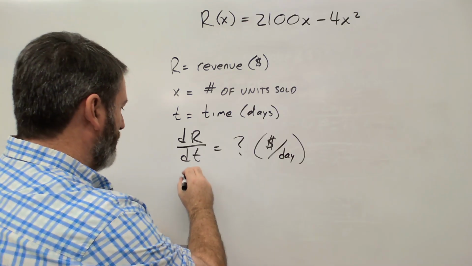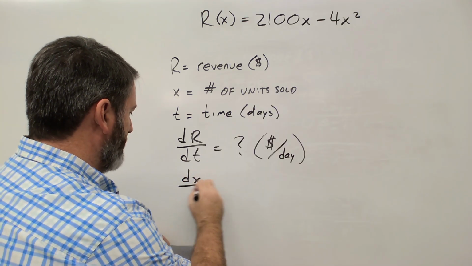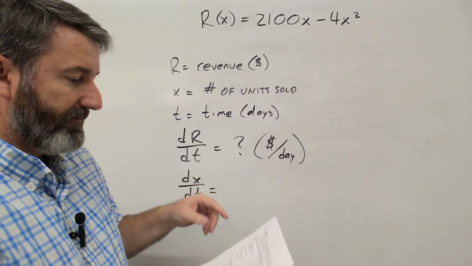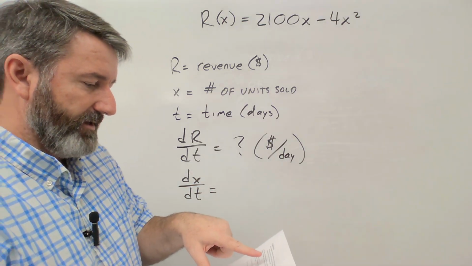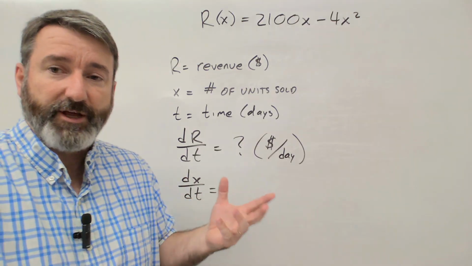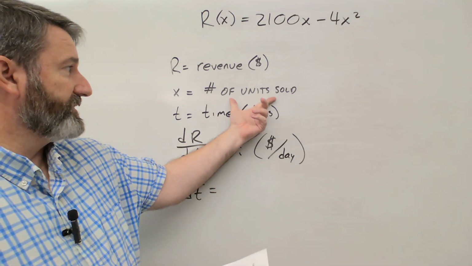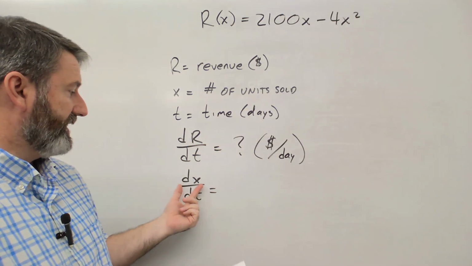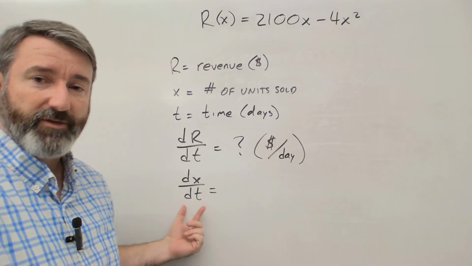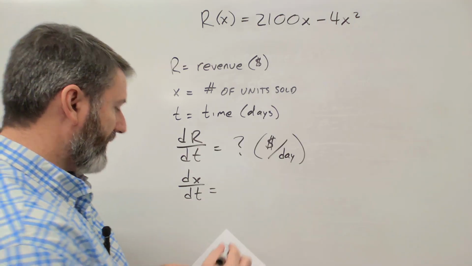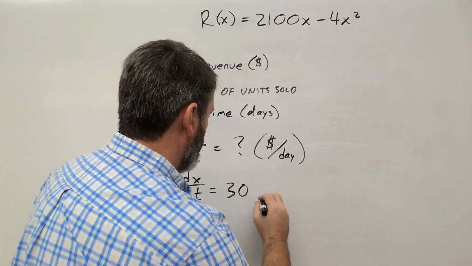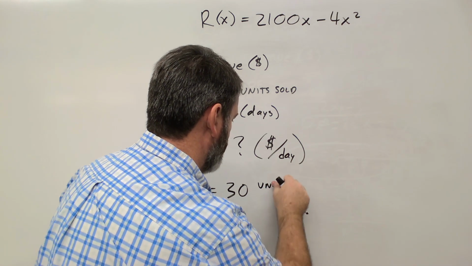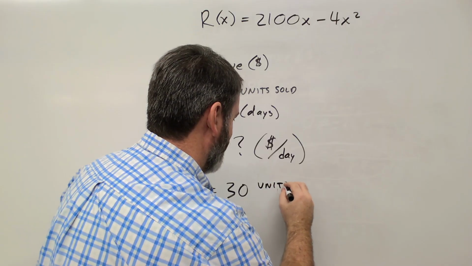And then we know the change in x with respect to time. We're given that the sales are increasing at the rate of 30 units per day. So x is the number of units sold. So the change in the number of units sold per day is the derivative of x with respect to time. And so this is going to be 30 units per day.